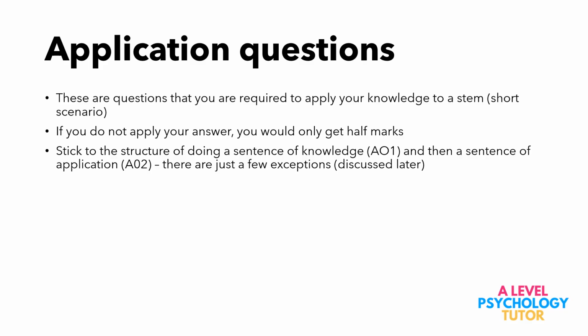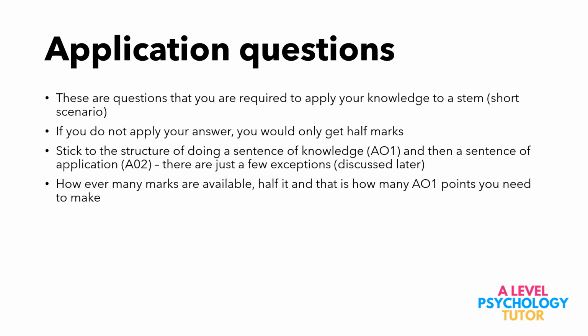One of the key pieces of advice I give to people studying AQA A-level psychology is for application questions, stick to the following structure. I want you to make sure that you do one sentence of knowledge and then you full stop, and then you do a sentence of application applying your previous knowledge and then full stop. There are a few exceptions to this rule, perhaps just 4 on the whole course, and I'll discuss these later on. So always stick to AO1, AO2.